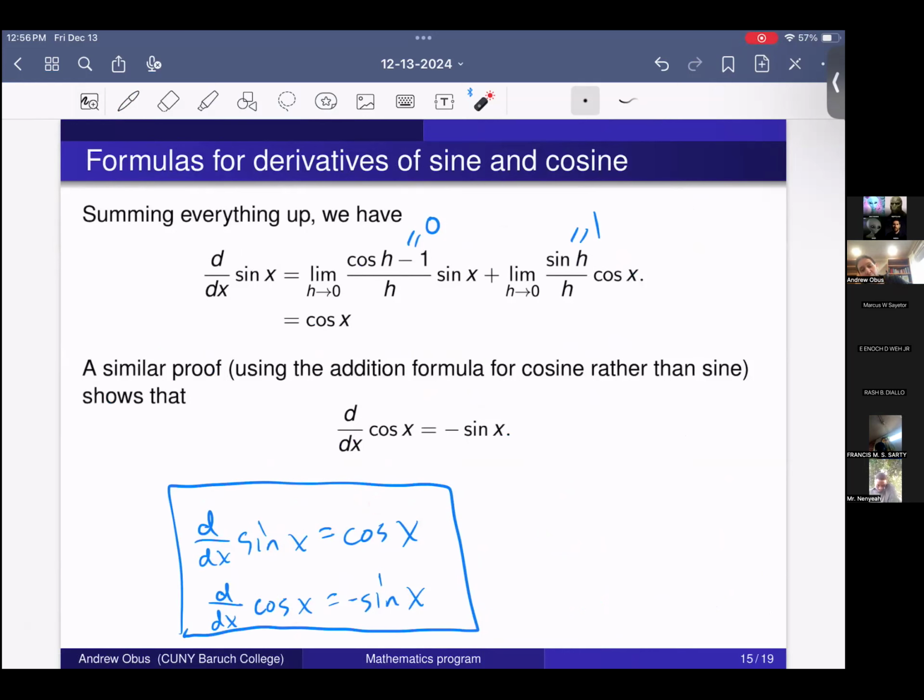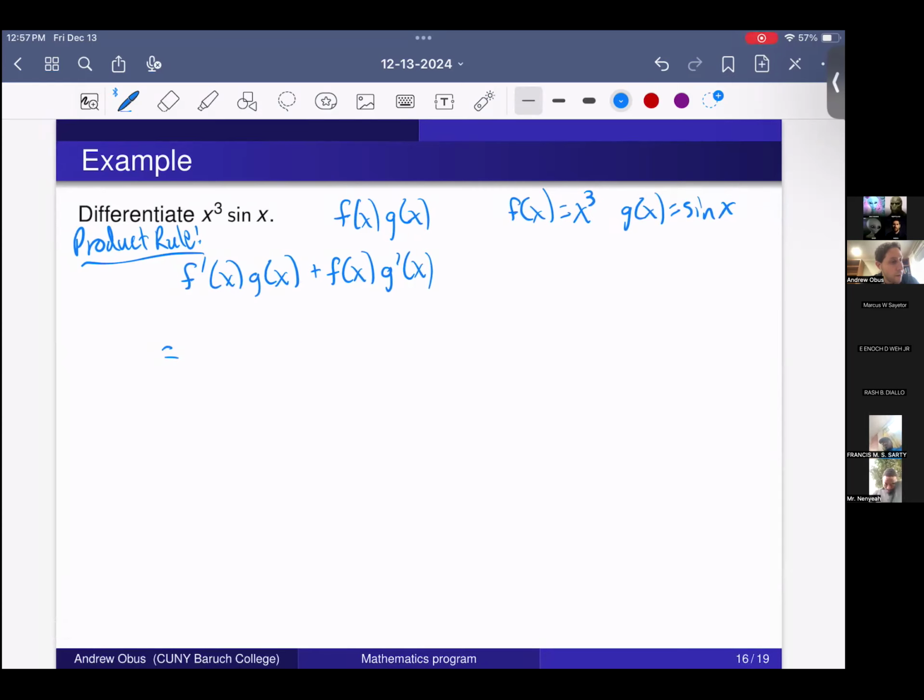Let me just stop you for a second. I'm just going to remind everybody that this is the product rule. So keep going. We know that f prime of x is 3x squared, times sine of x, which is 3x squared sine x, plus we know that g prime of x will be cosine x and f of x is just x cubed, so we'll get x cubed times cosine x. Great.